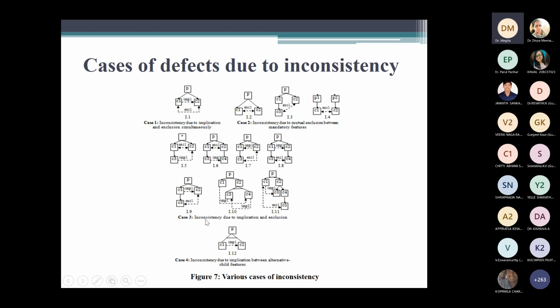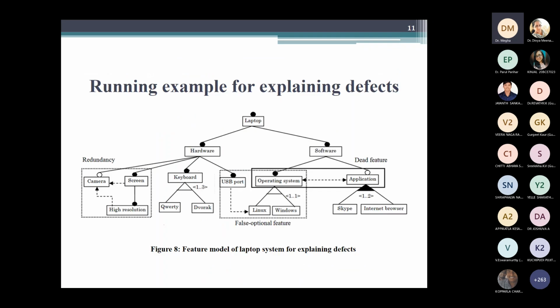Now, case 3 includes the inconsistency due to implication and exclusion. And then case 4 includes inconsistency due to implication between alternative child features. Now, the cases for these defects have been explained. Now, let's understand these defects with the help of a running example.